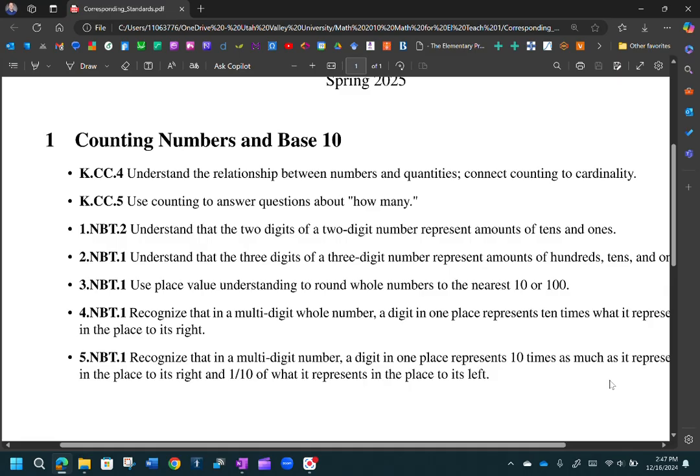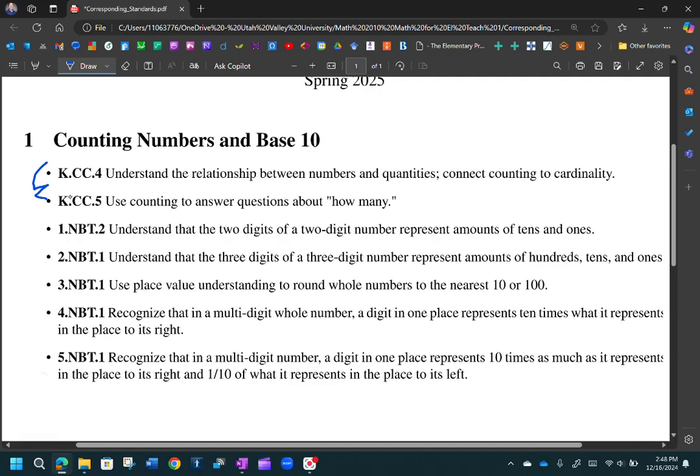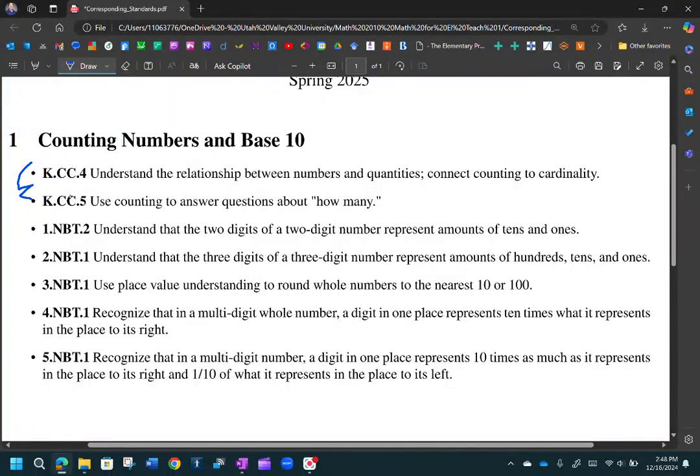You may notice how in kindergarten we talk about counting in cardinality. In first grade, we talk about what the 2 digits mean. Second grade, we go to 3 digits. Third grade, we use that to round. In fourth grade, we recognize that in any length whole number, a digit in one place represents 10 times what it represents to the right. In fifth grade, we expand that to say it's 1/10 of what it represents to its left.